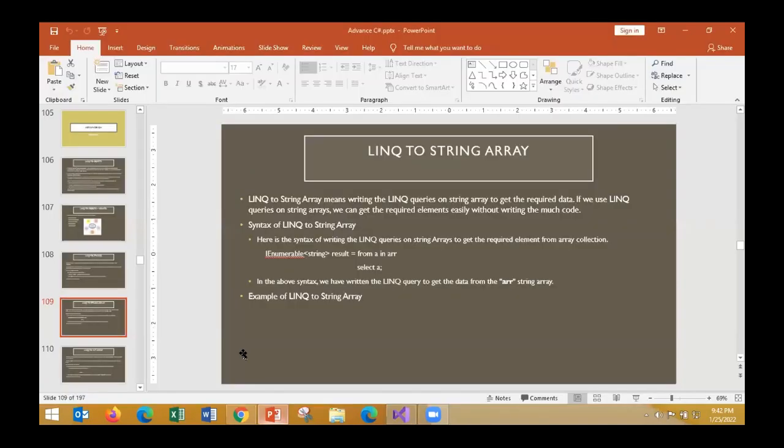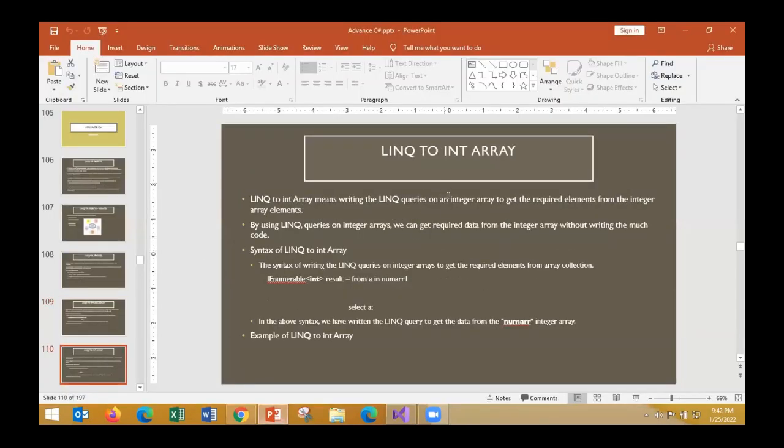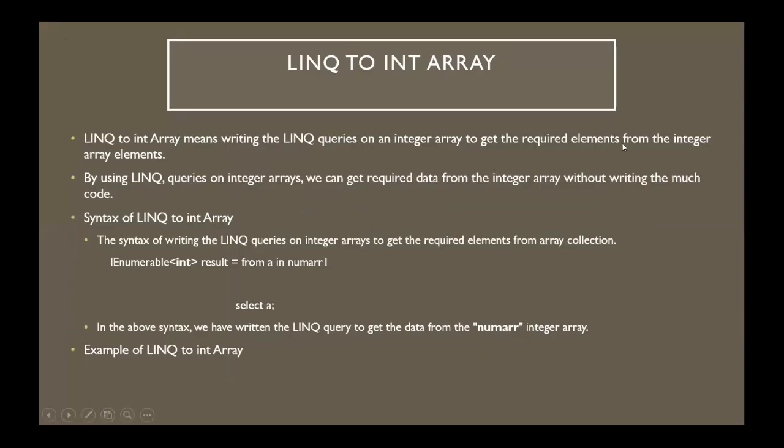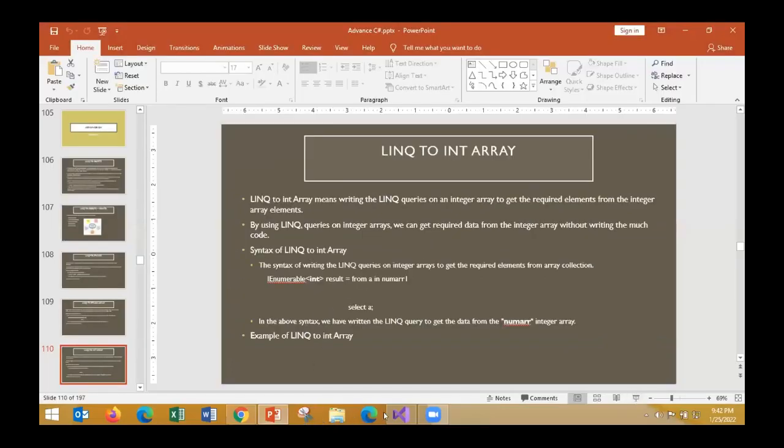directly. Okay. The third part is LINQ to integer array. So you can understand it's an integer array by default. LINQ to integer array means writing LINQ queries on an integer array to get the required elements from the integer elements. By using LINQ queries on integer arrays, we can get the required data from the integer array without writing too much code. And this is where. Right. So this is very straightforward again.